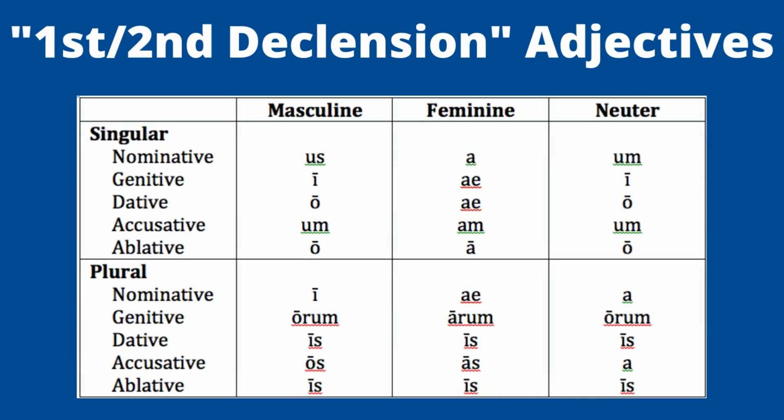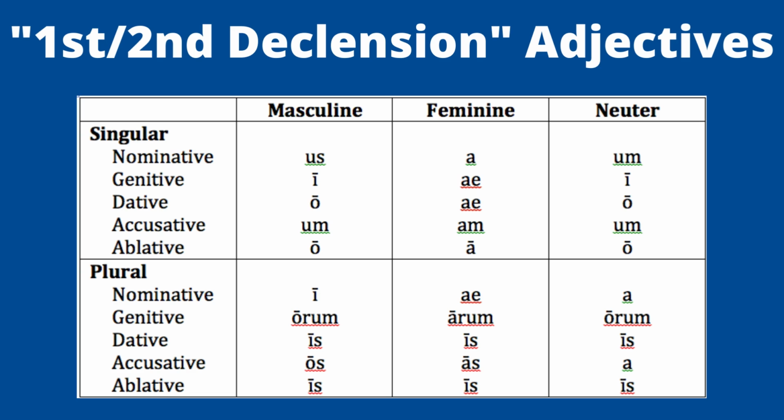So, for example, here are the endings for first and second declension adjectives if you put them into a chart. And pay attention, the masculine column will just go down. You have -us, -i, -o. That's the exact same thing as second declension singular nouns. They also go -um, -o, -o. The feminine side, -a, -ae, -ae, -am. That's the exact same thing as first declension nouns.